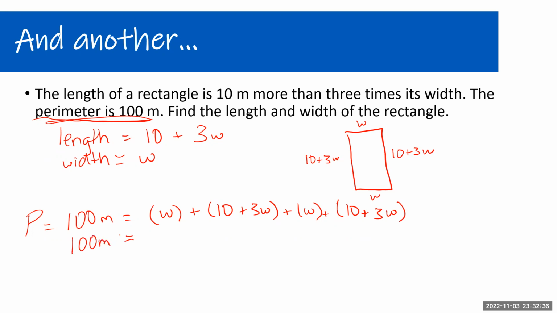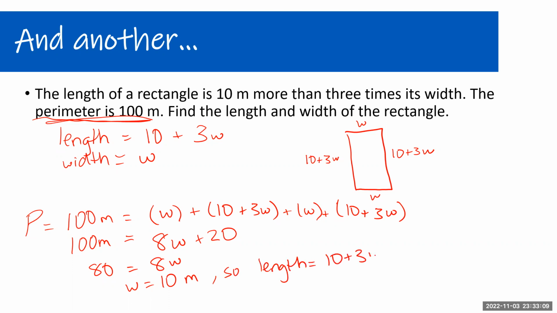So we're going to know that 100 meters equals, and if we add all this up, we have 1w, 4, 5, 8 w's plus 20. And then just using some algebra here, we're going to have 80 equals 8w. So w must be 10 meters. Okay. Length and width, we've just found the width. So our length must be 10 plus 3w, which is 10 plus 3 times 10, which is going to be 40 meters.